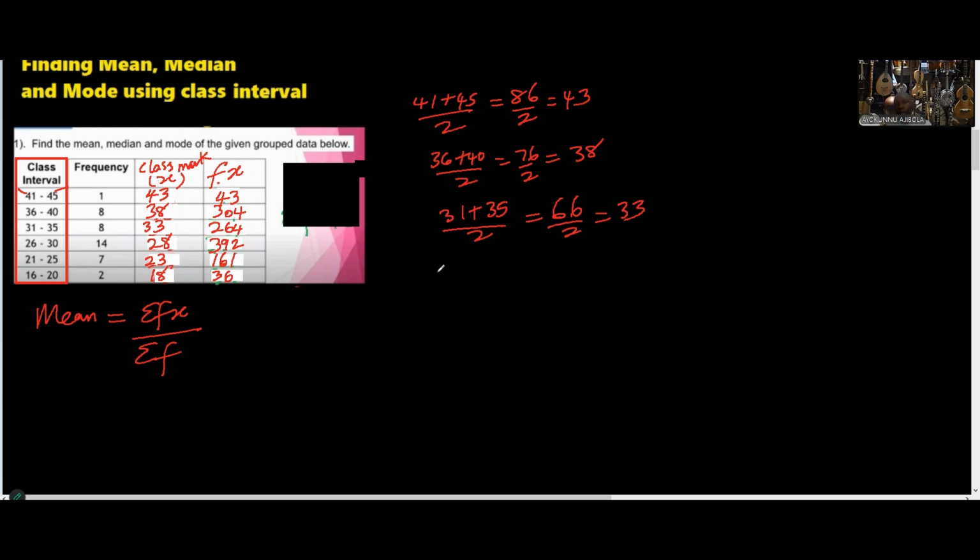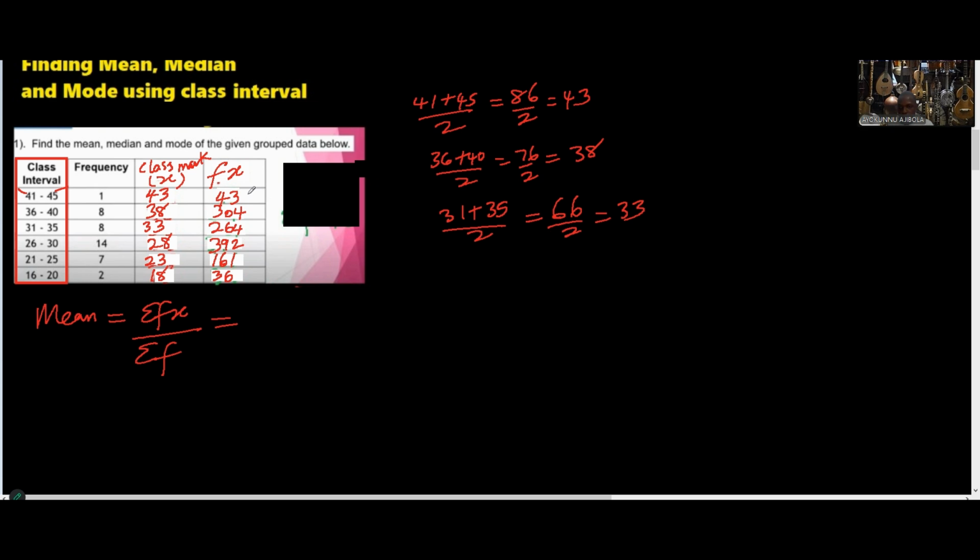Okay, good. So let's get our summation fx. We want to add 43 plus 304 plus 264, 392, and so on and so forth. 43 plus 304 plus 264 and 392. What next? 161. What next?